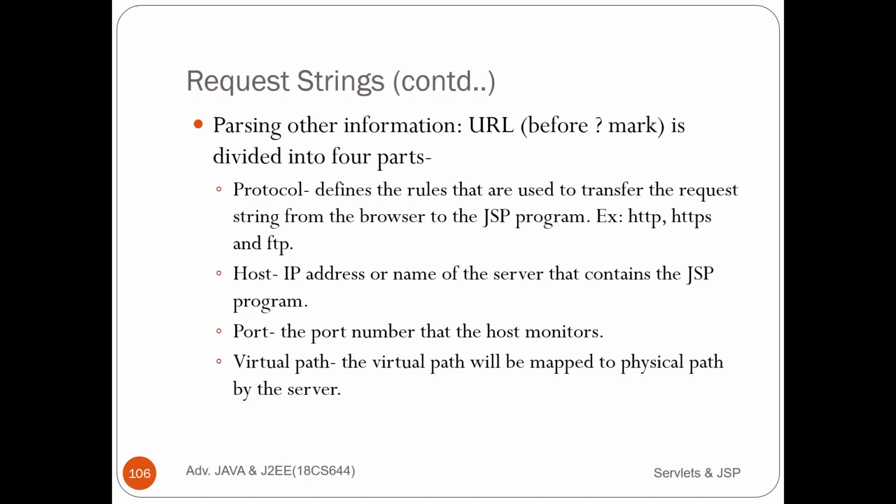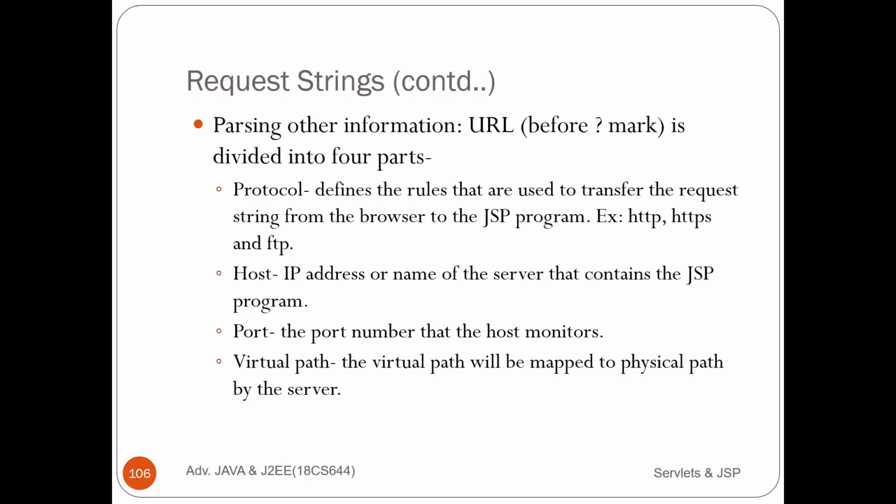The next part is the name of the host and the port number combination. Host is nothing but the IP address, or the name of the server that contains the JSP program. If we are using DNS, then this name of the server gets translated to an IP address. Port number is the number where the host monitoring is going on. By default, HTTP is assumed to be monitoring port number 80.